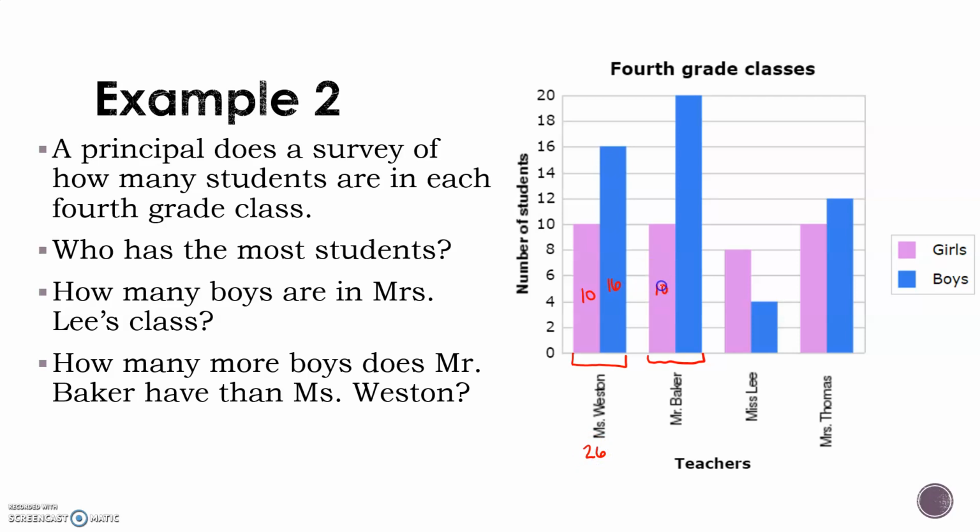Mr. Baker, I'm thinking of our Mr. Barker, I guess, had 10 girls, 20 boys. Miss Lee had 8 girls and 4 boys. And Mrs. Thomas had 10 girls and 12 boys. So if we add those values together, we see that the person who had the most students was Mr. Baker.